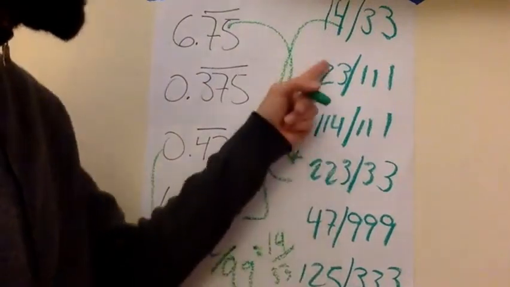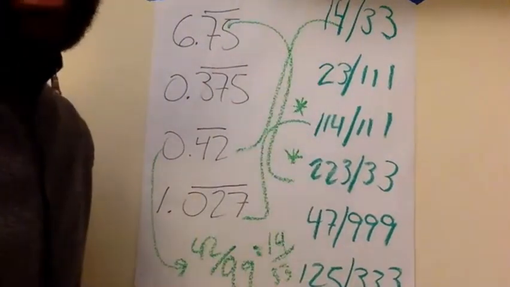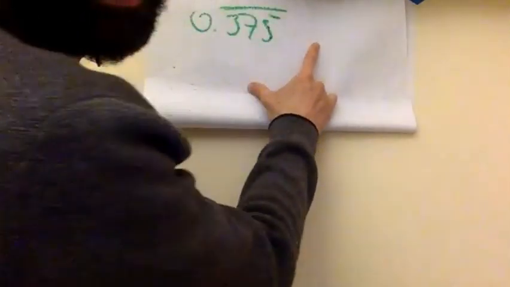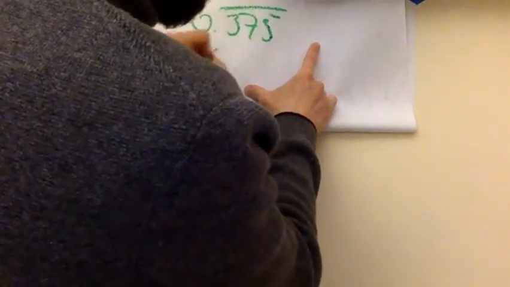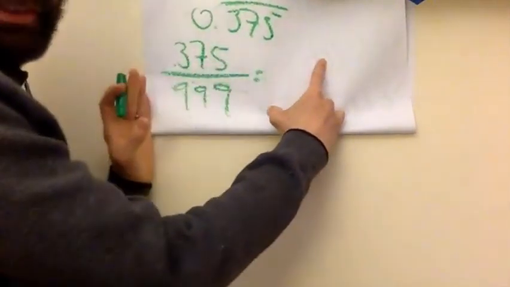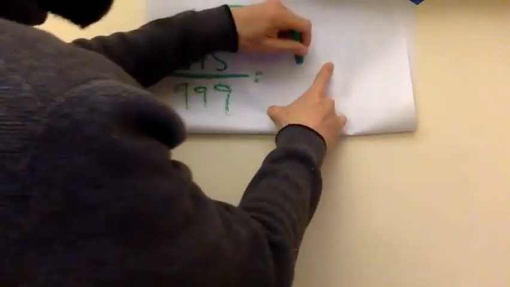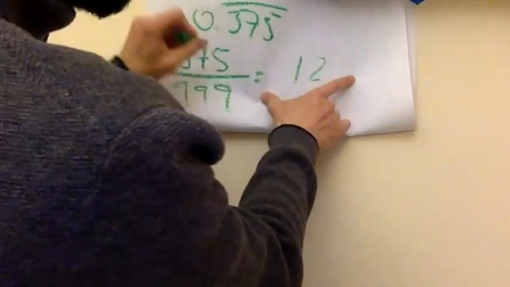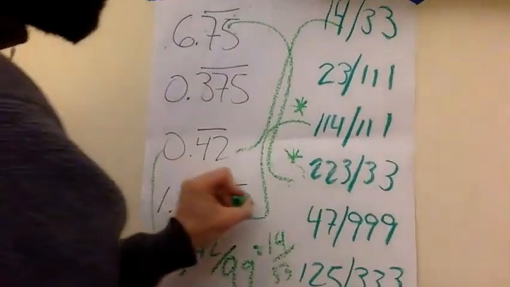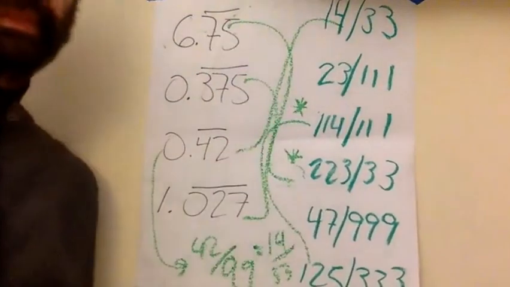Now I got 1 left. And it's either going to be 23 over 111 or 125 over 333. Well, at this point you could guess, or you could kick your mind into super high gear and say 0.375 repeating is going to be 375. Instead of over 1,000, it would be over 999. And you say, wait a minute, 3 goes into both of those. 3 goes into that once, twice, with 1 left over, 125 over 333. Boom. And there's the last one.